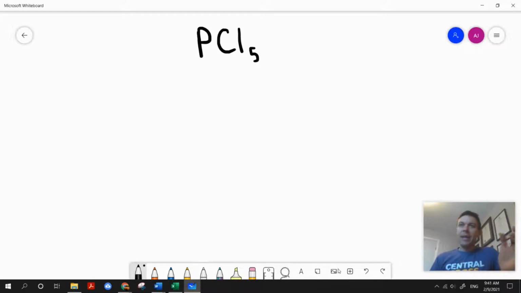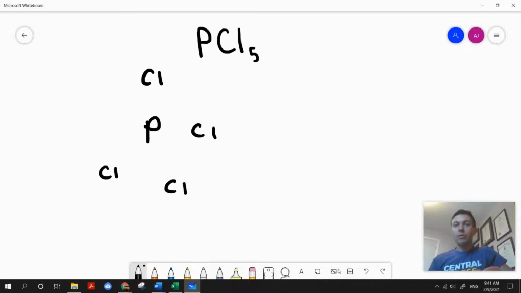Remember that halogens and hydrogen can only form one bond, so they're almost never the central atom. Phosphorus has the lower electronegativity, so it's going to be the central atom, and we're going to place the other chlorines around that central atom. In this molecule, we refer to the chlorines as the terminal atoms.